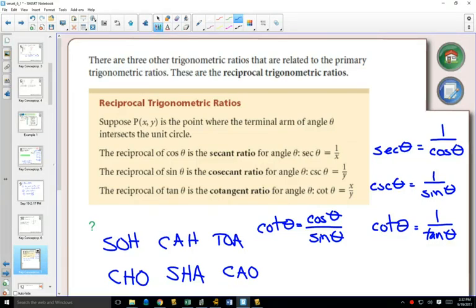Choshakao. Yeah, that works out really nice. Don't memorize that. Because all you're going to do is if they tell you sine is 2 over 3, you're going to be able to say cosecant is 3 over 2. You're just going to flip the answer. But you can choshakao if you like.